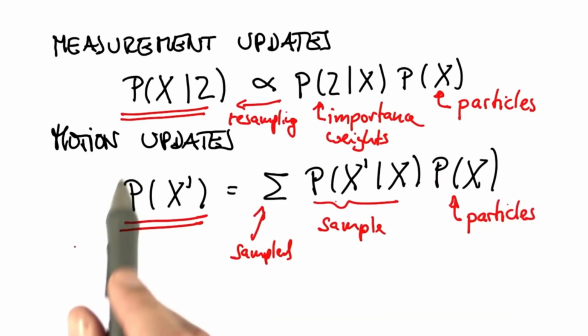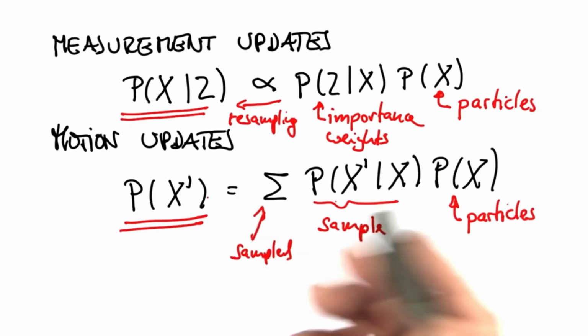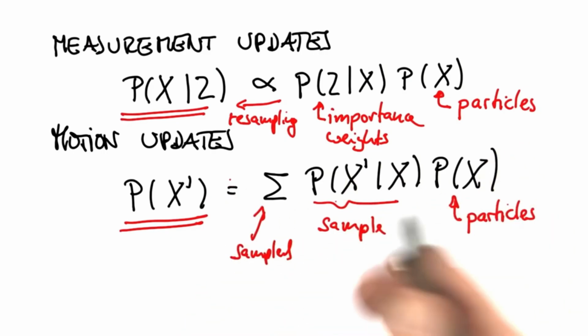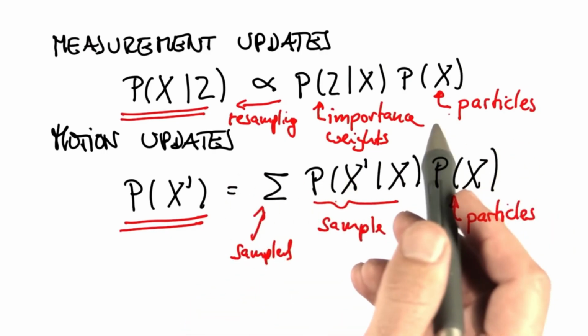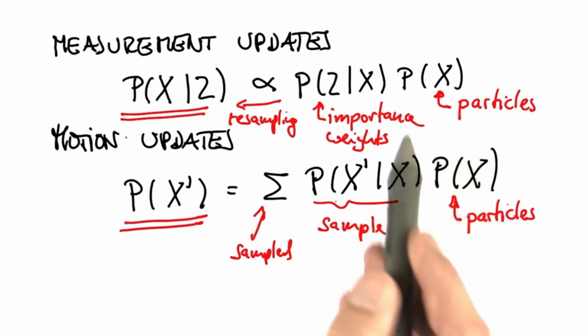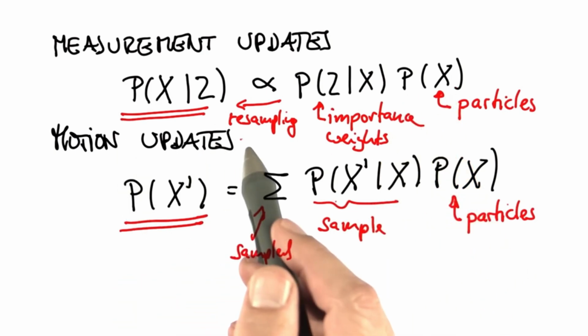You can prove all kinds of interesting facts about this math. For example, you can prove convergence if the number of particles goes to infinity. It's obviously approximate. Particles are not an exact representation. And it was amazingly easy to program.